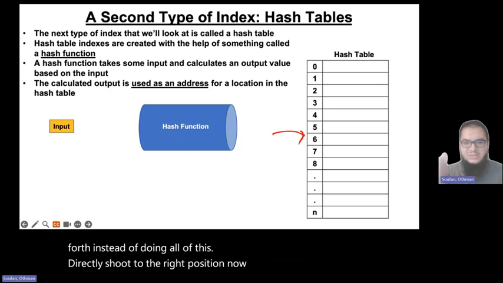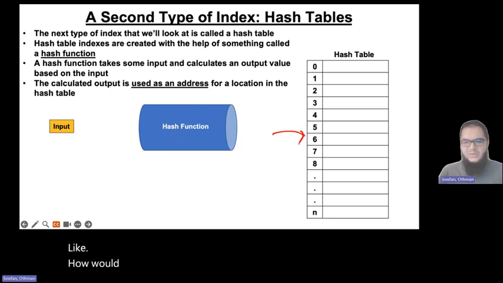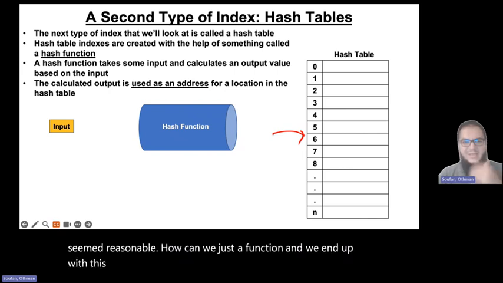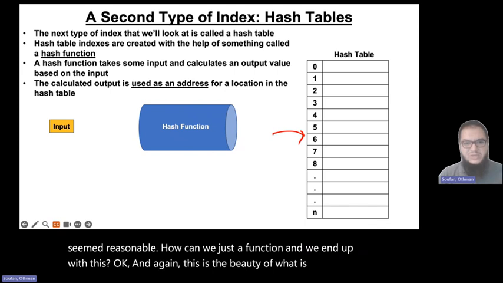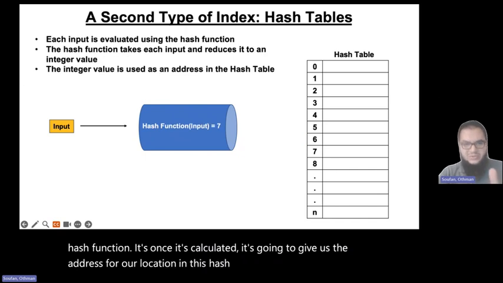For a moment, this would seem like, how would that even be possible? Everything we discussed before seemed reasonable. How can we use just a function and end up with this? And again, this is the beauty of the hash function. Once it's calculated, it gives us the address for a location in this hash table. So let's look into this and see how we can do it.